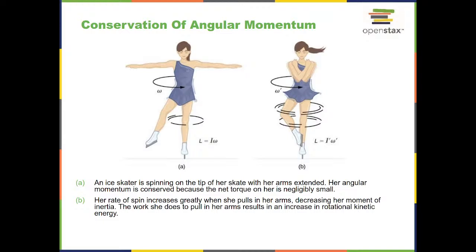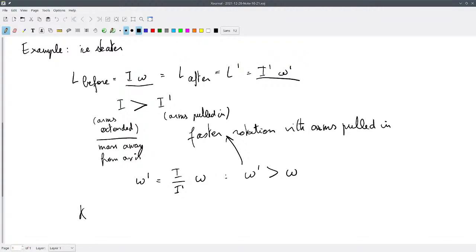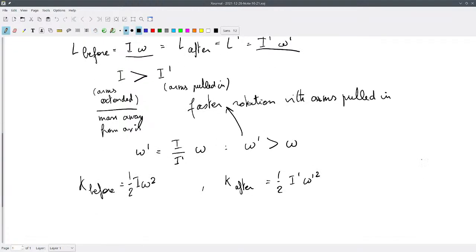So let's look now at the kinetic energy. What about the kinetic energy? We have a kinetic energy before, which is 1/2 I times omega squared. That's our expression for kinetic energy in rotational and angular motion problems. Afterwards, we have a kinetic energy that's 1/2 times I prime omega prime squared. So how do we relate those kinetic energies now?